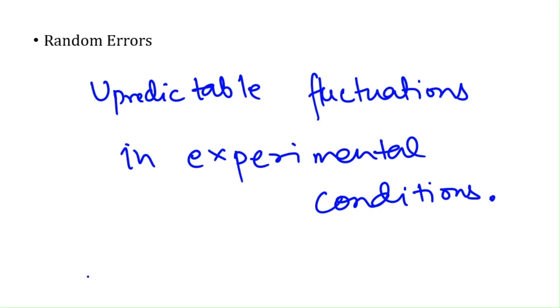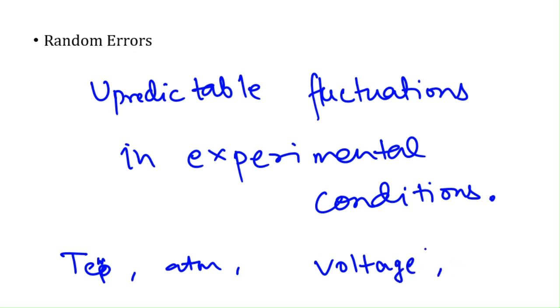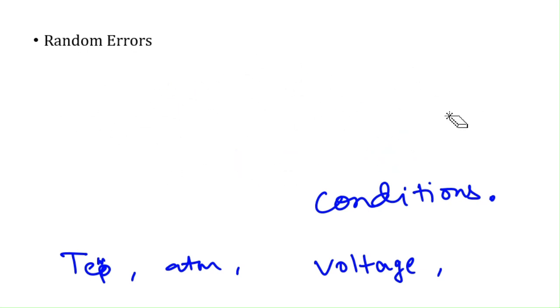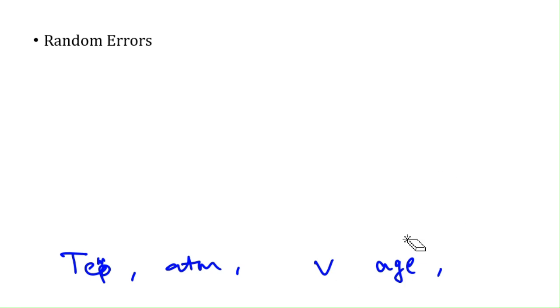Like if you are performing an experiment in a laboratory, there is a chance that temperature, atmospheric pressure, and of course humidity may change. And of course, if you are performing an experiment with electric circuits, there is a chance to get fluctuations in voltage as well as current. So these errors are there, and we categorize them as random errors.